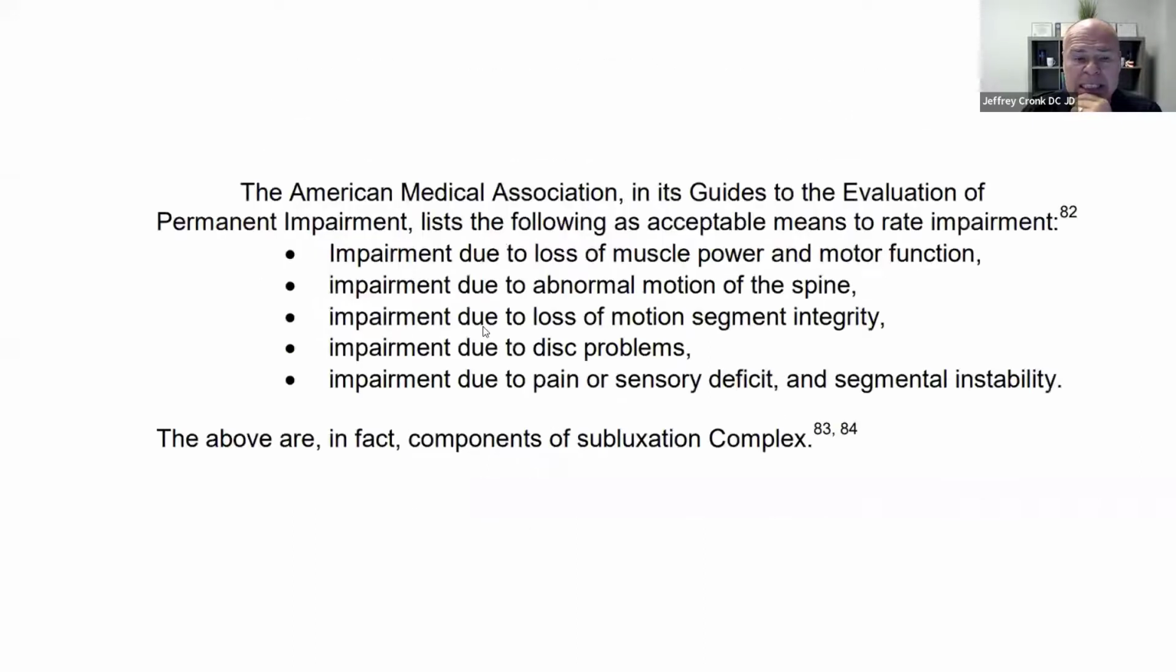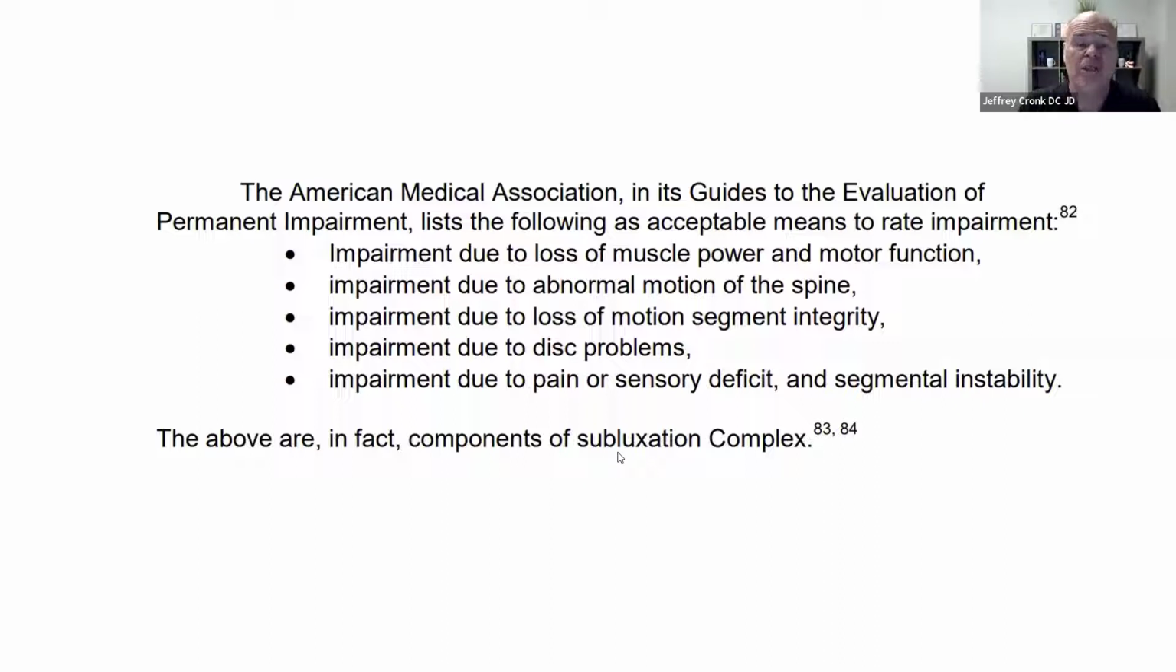And in that, it said, the American Medical Association, its Guide to Evaluation of Permanent Impairment, says that to rate impairment, impairment could be due to loss of muscle power or motor function, impairment due to abnormal motion of the spine, impairment due to loss of motion segment integrity, greater than 3.5 millimeters, greater than 11 degrees of angular finding. Impairment due to disc problems, impairment due to pain or sensory deficit. The above are all, in fact, components of the subluxation complex. So they fit right within it.